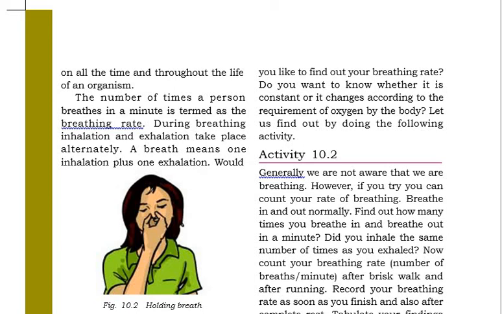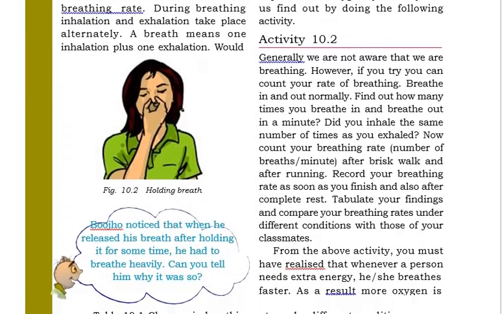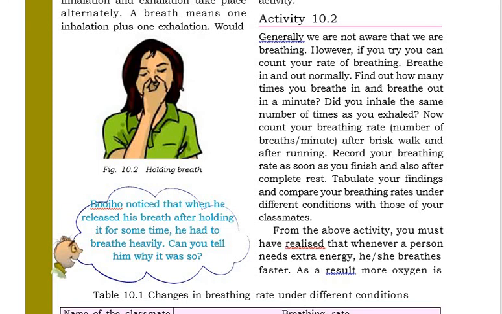Now, would you like to find out your breathing rate? If you want to know your own breathing rate, you can record how many times you are breathing in and breathing out. So one activity is given, you can try it yourself. Activity 10.2. Generally we are not aware that we are breathing, but it is continuously going on. However, if you try, you can count your rate of breathing. Breathe in and out normally. Find out how many times you breathe in and breathe out in a minute. Did you inhale the same number of times as you exhaled?